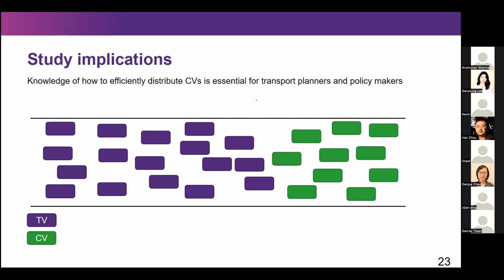But one thing we have to keep in mind is how CVs are defined here. I'm saying that they do not have any sensors and other things.